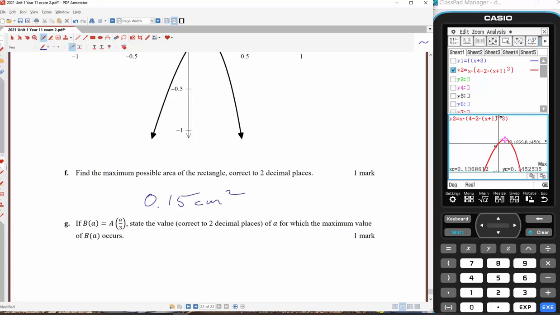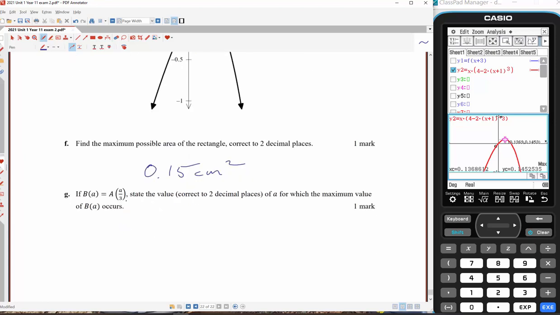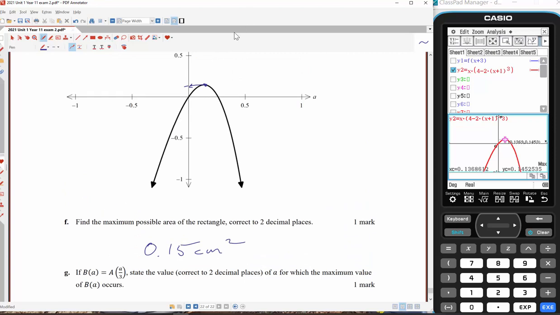Okay, if B of A equals A of A on 3, state the value correct to 2 decimal places of A for which the maximum value of this function occurs. Alright, so this is a tricky one to understand, really easy once you actually get what it's saying. So B of A is a new function. Now what this represents here, if you drop 1/3 of A into A of A, all that is a dilation factor 3 from the y-axis. So this function here is going to be dilated by a factor of 3.